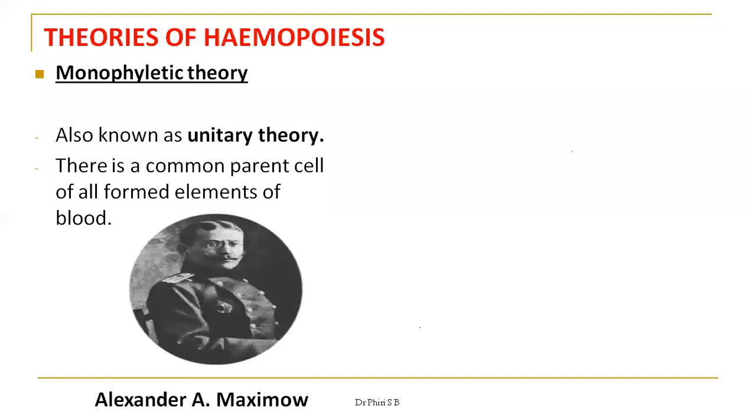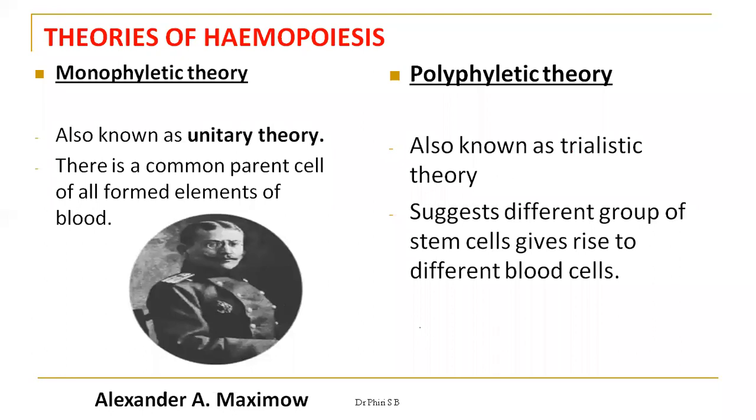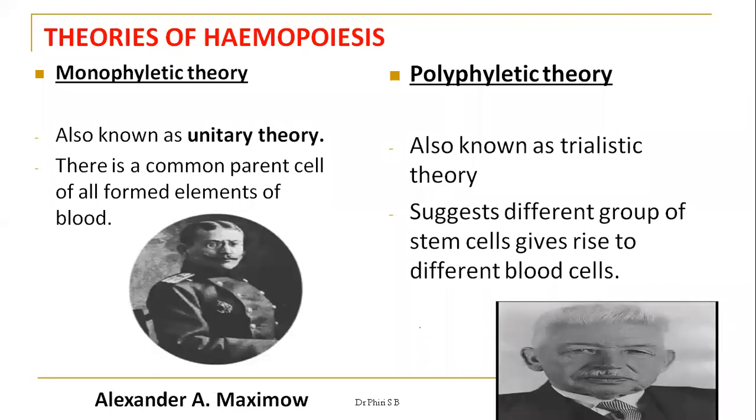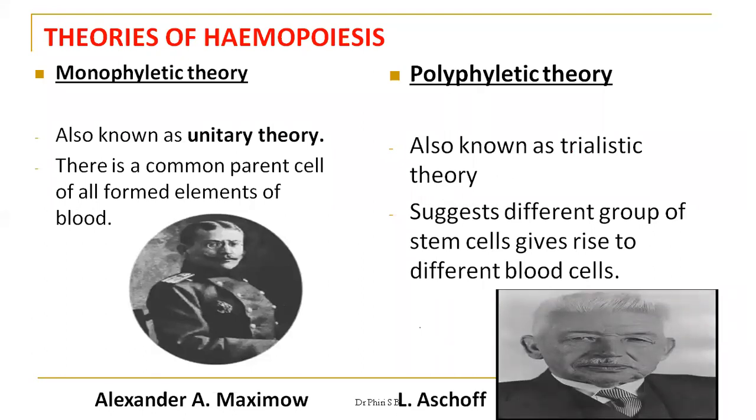So Alexander A. Maximow is the one who suggested this theory that there is only one common parent cell that will differentiate into other cells. Then another scientist came up with another theory, and this theory is called the polyphyletic theory, which is also called the trialistic theory. These scientists suggested that there are different groups of stem cells that will give rise to different blood cells. This was suggested by another scientist by the name of L. Aschoff.